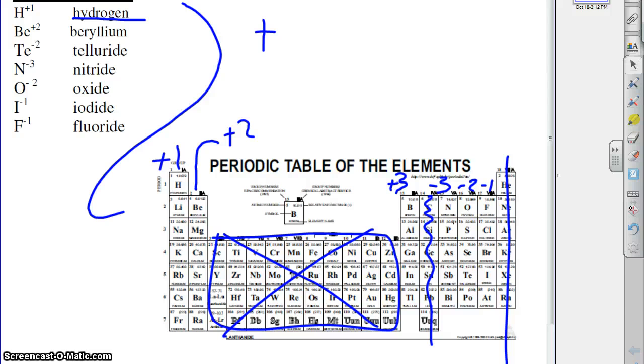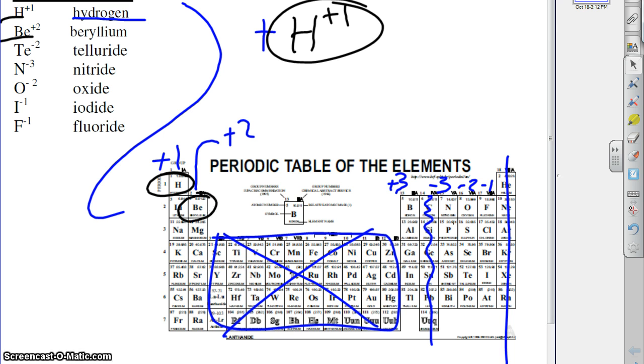So we see hydrogen. It's in the first column, so it's +1, H, +1. Beryllium, here it is, second column, its symbol is Be, its charge is +2. Telluride, so we look for telluride and we see it here, and that's the -2 column.